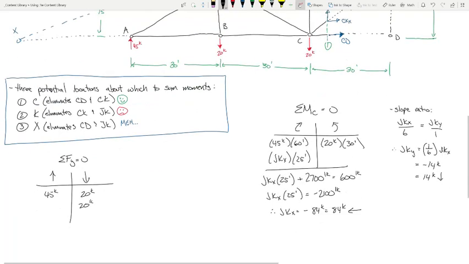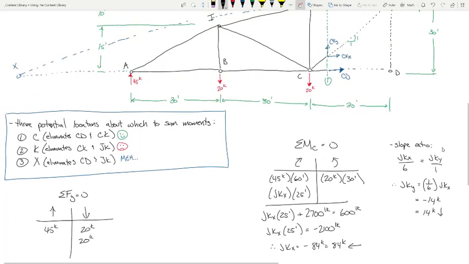Let's see. Okay. So 45 going up, 20 down, 20 down. Don't have to consider that, consider that. I got CKY going up. All right. Now, did I forget something?